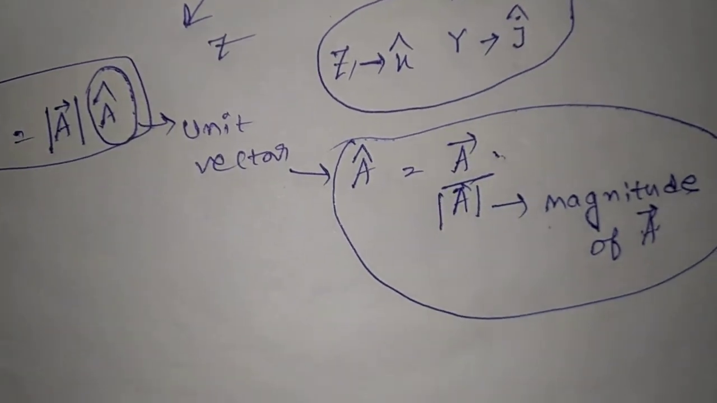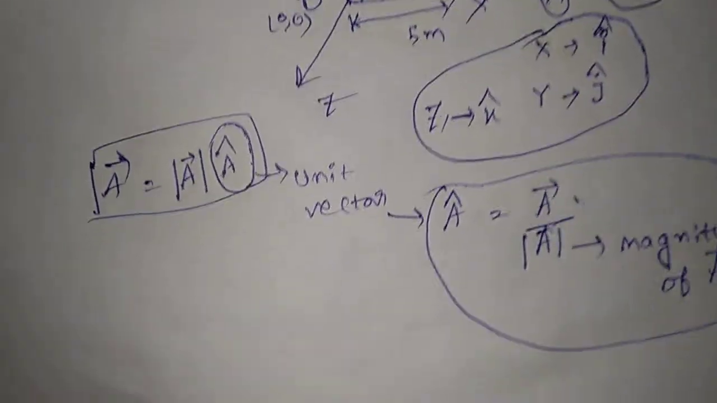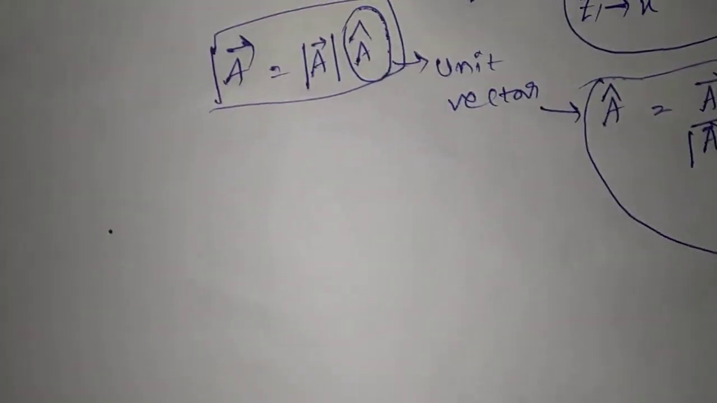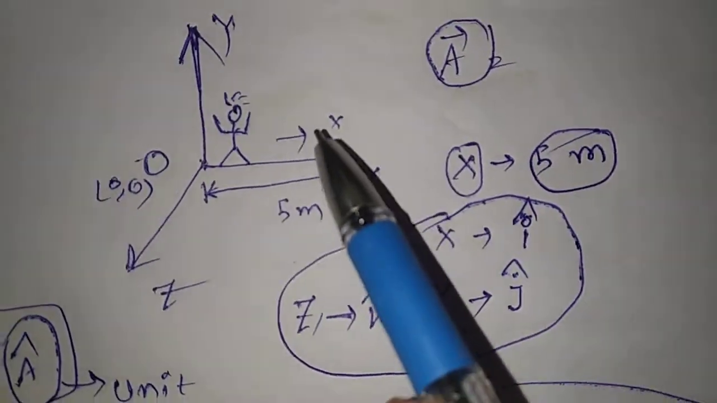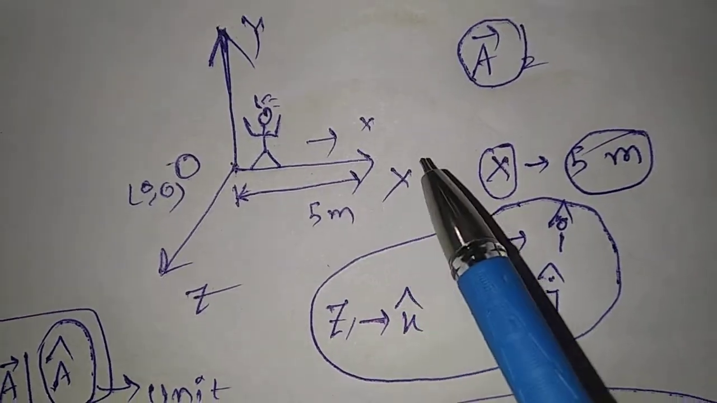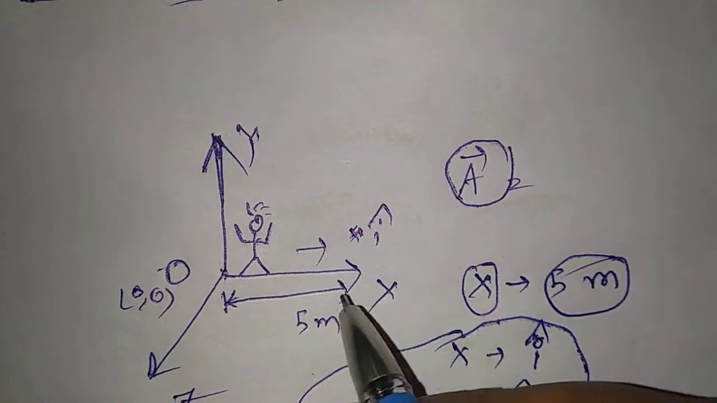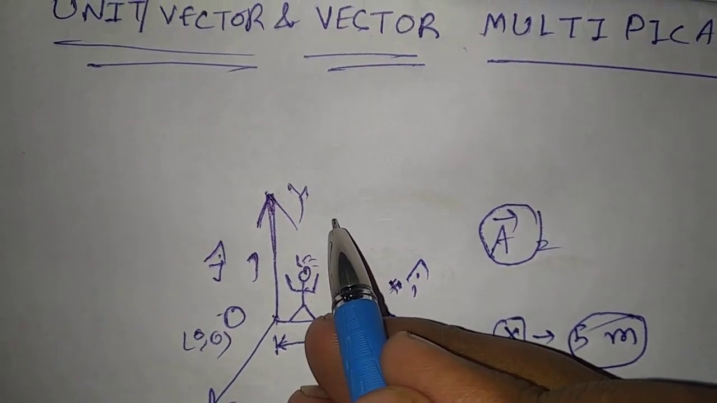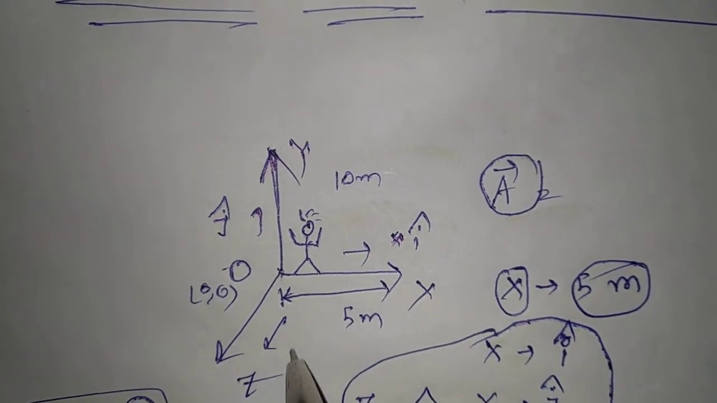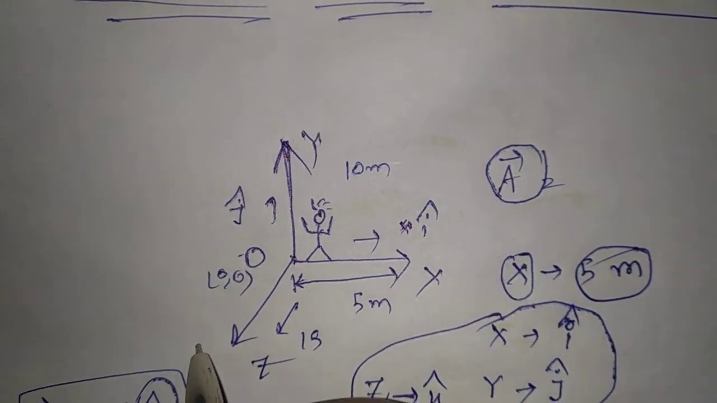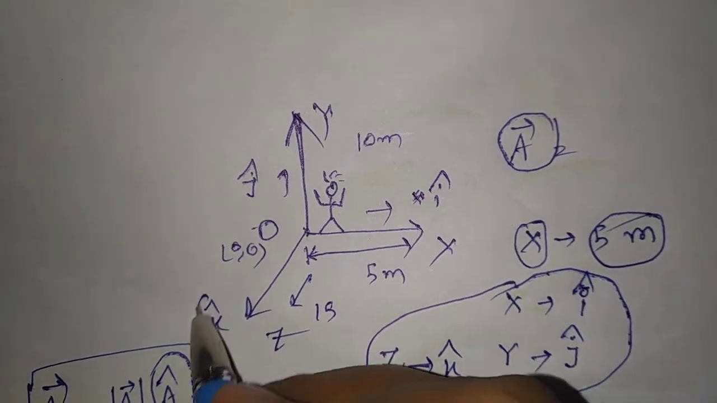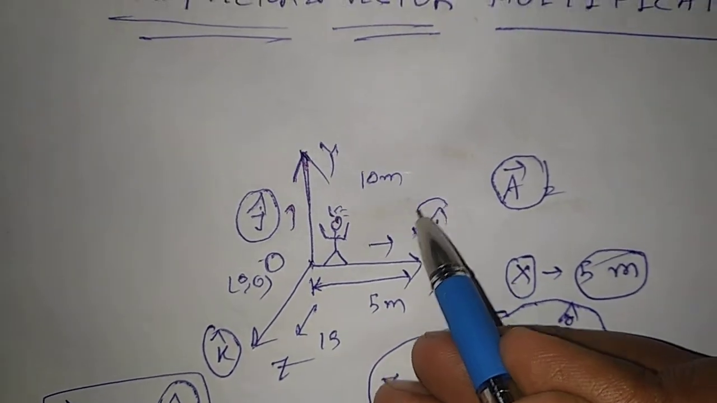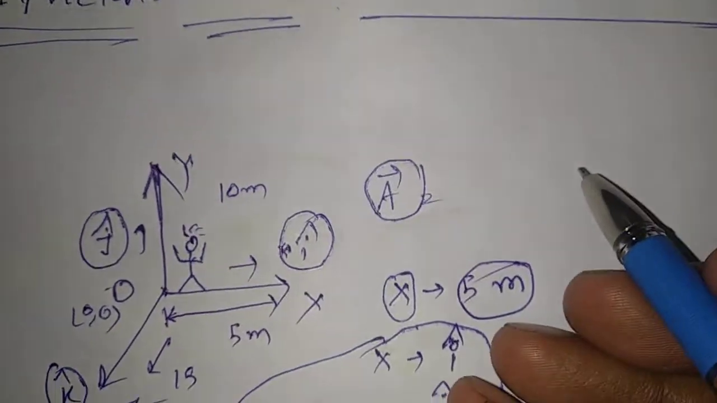So now you have to know how to determine the magnitude of a vector. So let's start writing a unit vector. How to write a unit vector? Now come here. The girl goes 5 meters along the x-axis, so I can write it as I hat. Along the y-axis I can write j hat. She goes 10 meters along the y-axis and 15 meters along the z-axis. So along the z-axis, what is the unit vector? K cap. Along the y-axis, what is the unit vector? J cap. Along the x-axis, what is the unit vector? It is I cap. Always remember this.